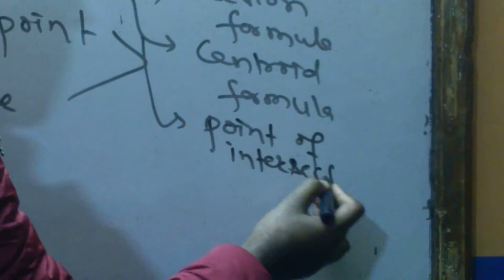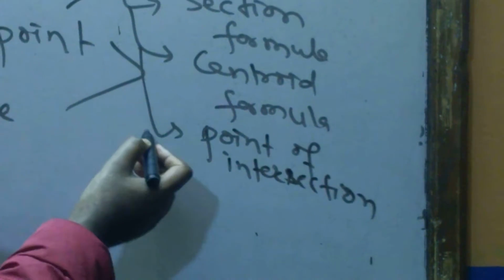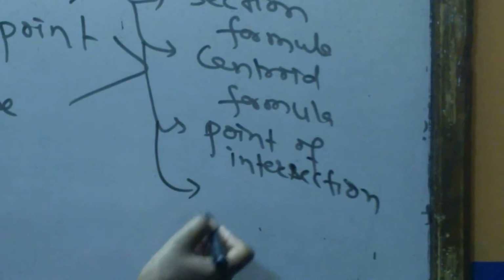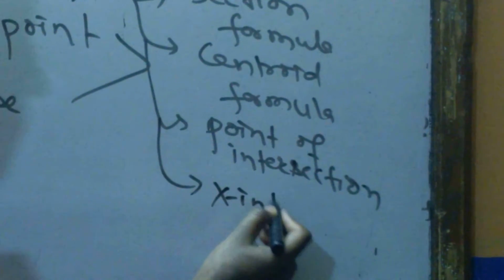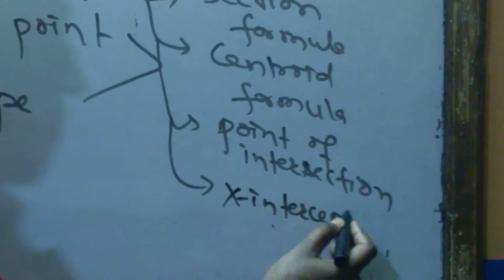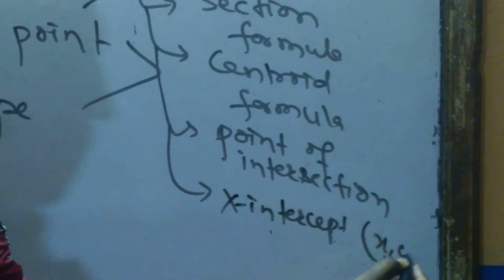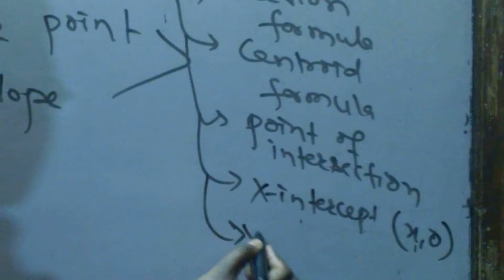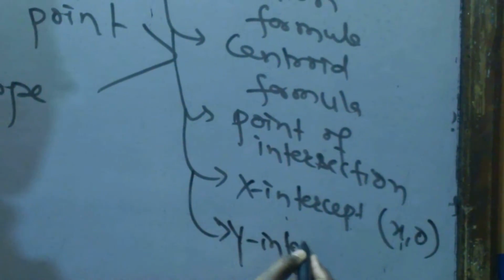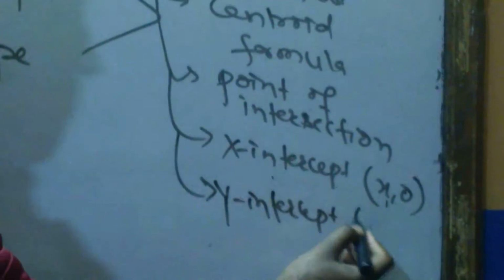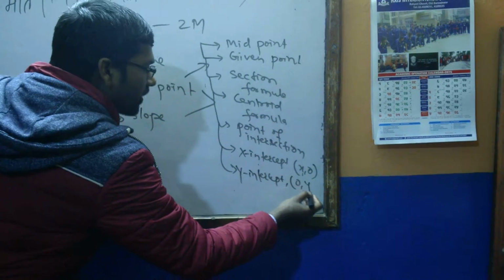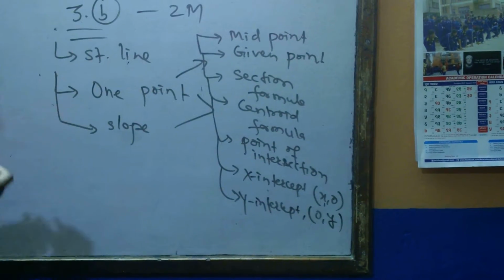In this case, we solve two equations. Maybe sometimes the x-intercept is given. In this case, the point will be (x, 0). Maybe the y-intercept is given. In this case, your point will always be (0, y). Write this down.